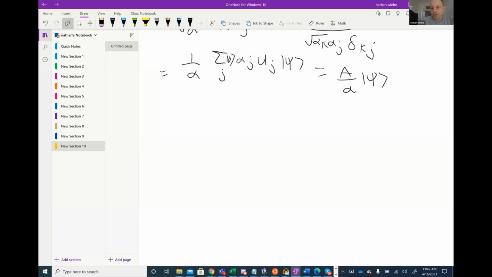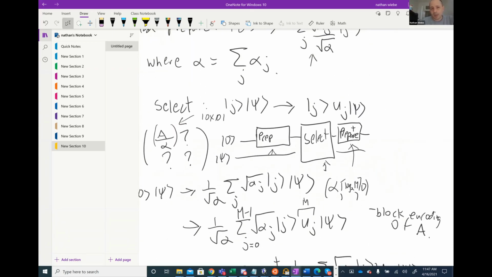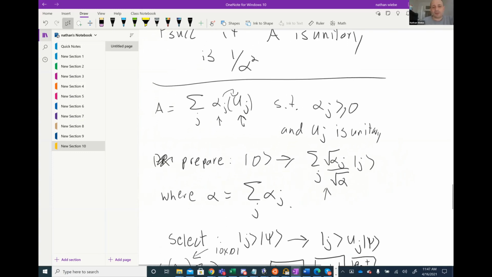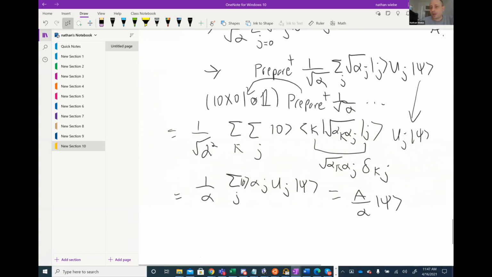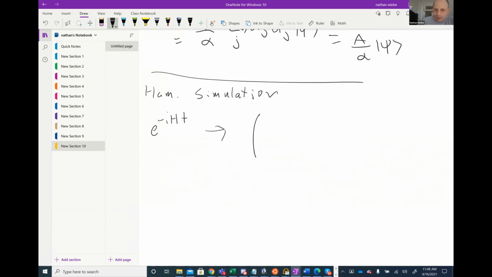Okay, so now I've talked about doing an arbitrary Hamiltonian or an arbitrary matrix A. How can we tune this in order to do Hamiltonian simulation? So back to Hamiltonian simulation. What I'm going to do is propose the absolute stupidest way that we could do a Hamiltonian simulation. Let's say we want to do e to the minus iHt, and we want to put this inside a block of a larger unitary matrix.